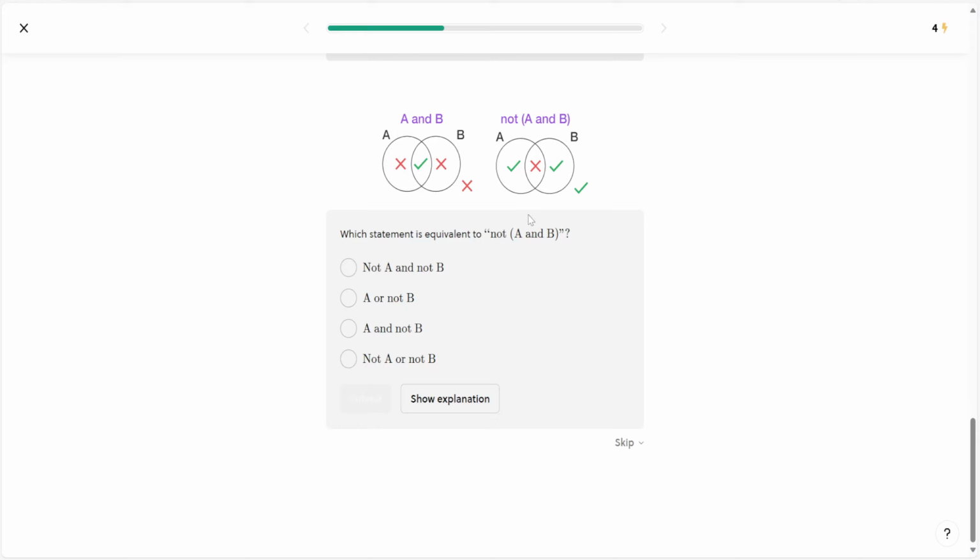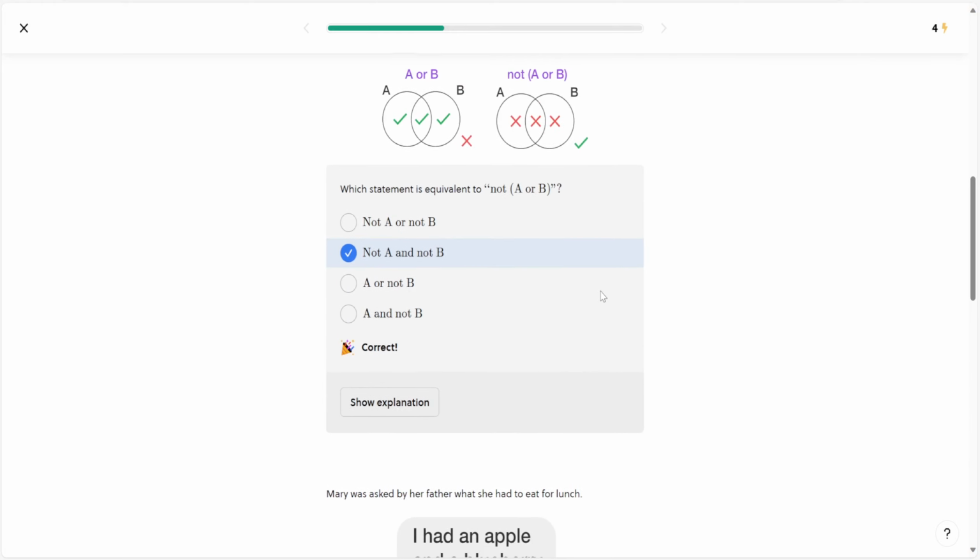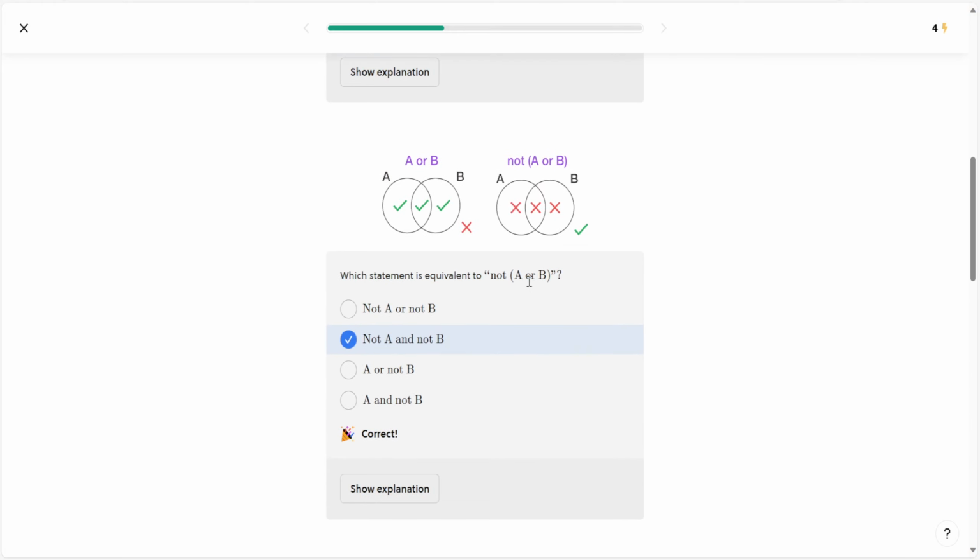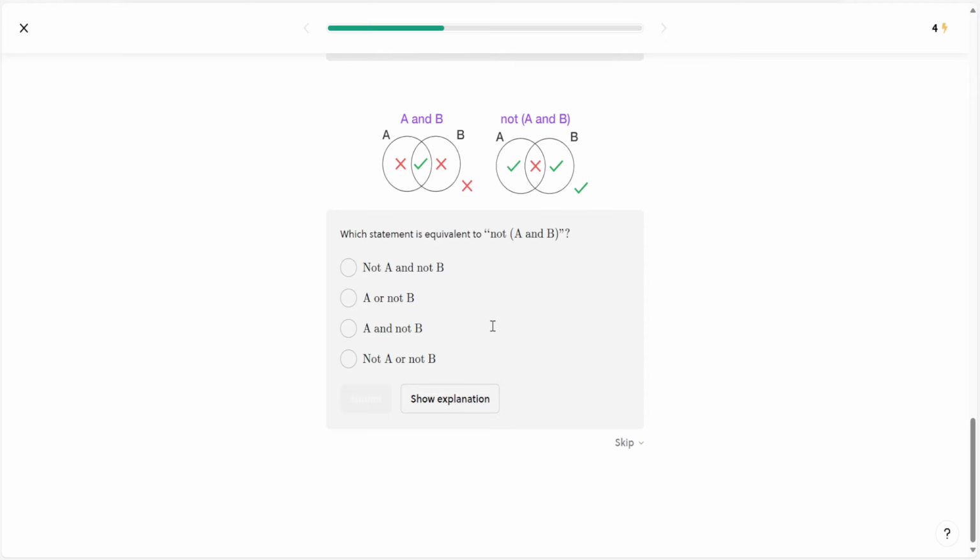Oh my goodness gracious me. What am I doing? Right, which statement is equivalent to not A and B? Right, what was the last one? Which statement is equivalent to not A or B? That was not A and not B. So the other way around would be not A or not B. Is that correct? Not A or not B? That is an option.